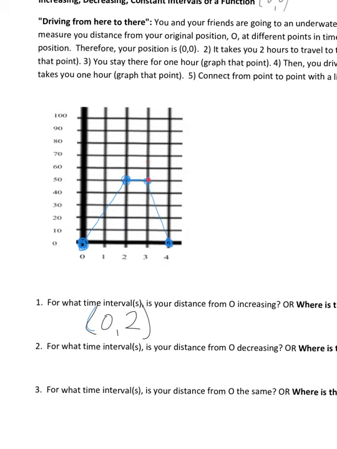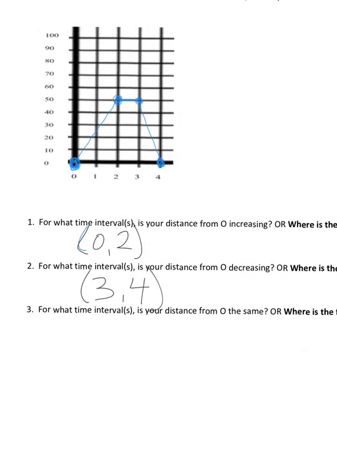When is our distance from home or O decreasing? From the time of 3 to 4, it was decreasing. That's when we were getting closer to our original position. And then distance from home the same, or constant, would be from the time of 2 to 3, because from the time of 2 to 3, the graph or outputs are constant.